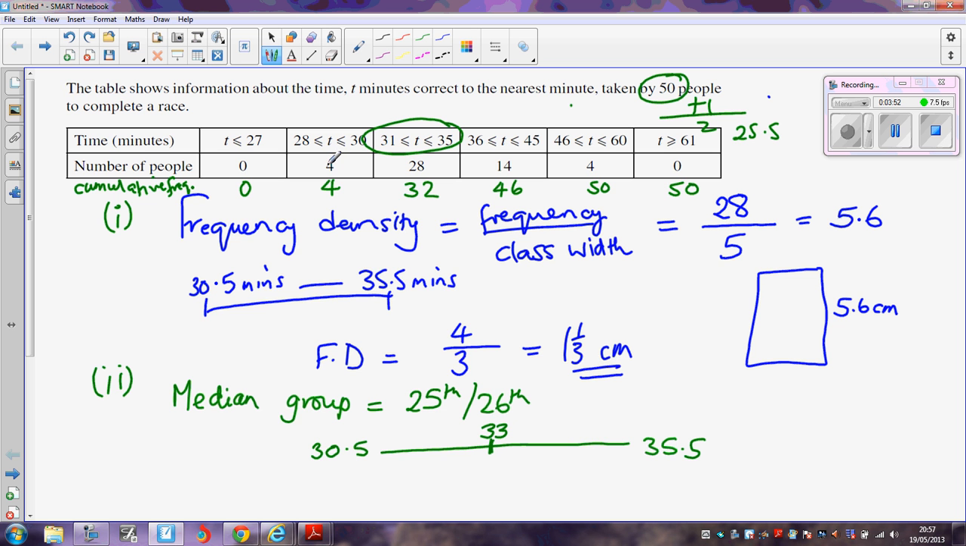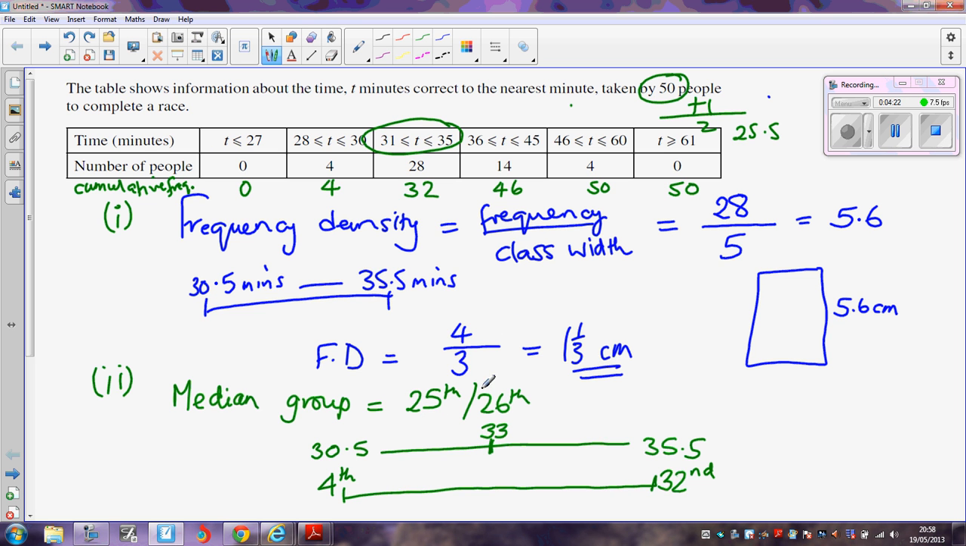Let's assume that the 4th person, or in fact the 4th fastest person, is going to be here, and the 32nd person, assuming that all these 28 people are evenly distributed across the group. Let's assume that the person with the 4th fastest time is about here, the person with the 32nd fastest time is about here, and everyone else is evenly spread across the group.